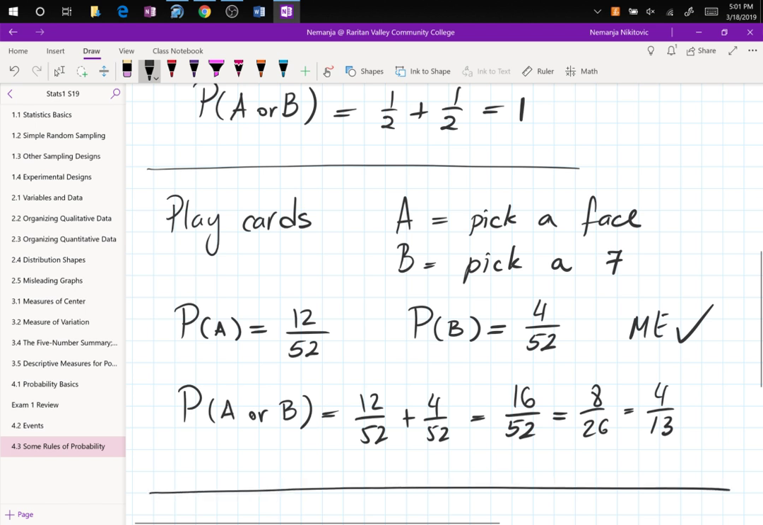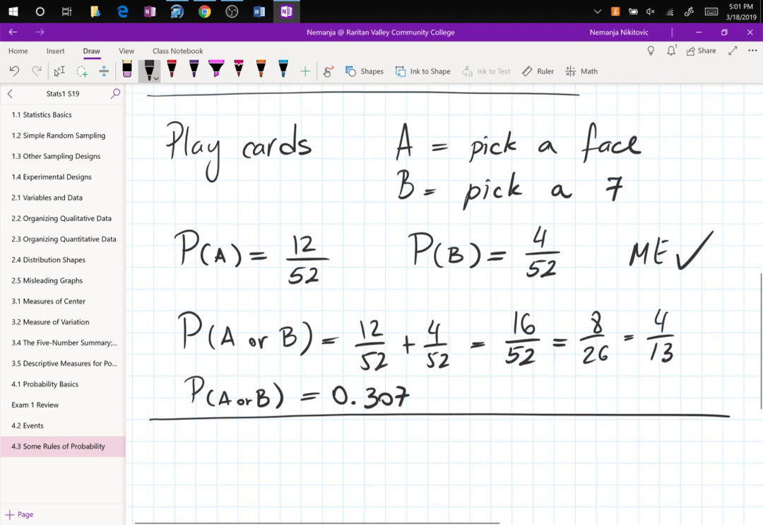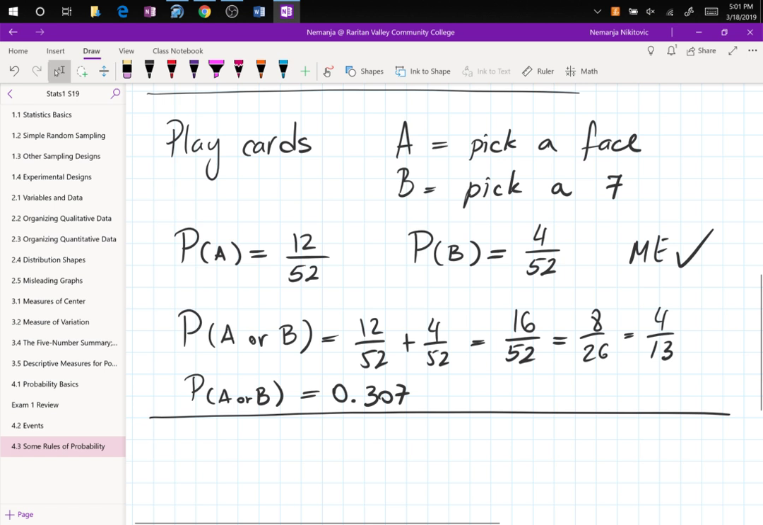You can go ahead, use the abacus and get the decimals if you care. What's 4 divided by 13, anyone? It's a number, very good. Next problem. 0.307. Thank you. So about a 31% chance to win, and 69% to lose in this game. So that was the special addition rule.